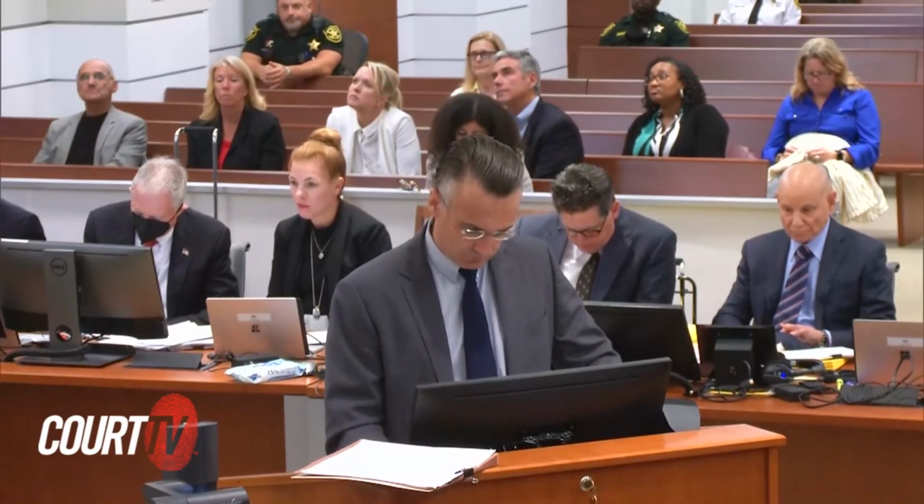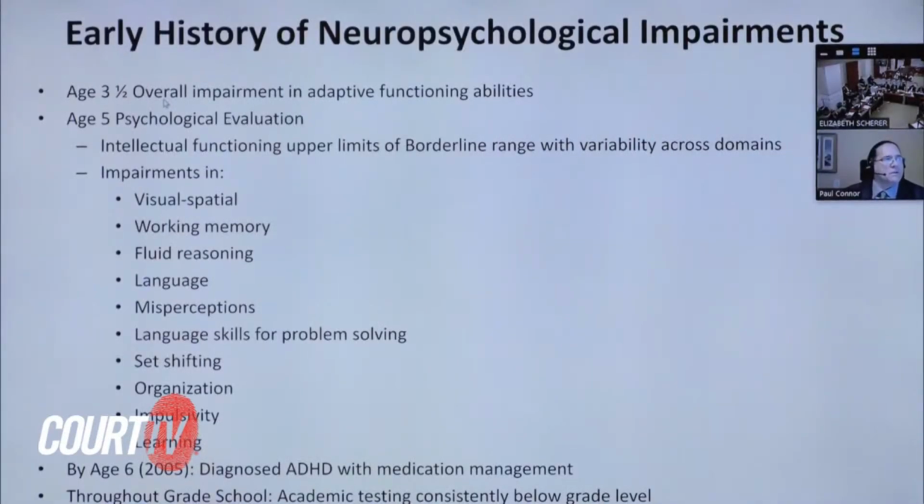Well, like we said, the adaptive functioning impairments when he was 3.5 years old, psychological evaluation that was done when he was 5, IQ testing was borderline range with the variability, and he was noted to have impairments or difficulties in all of these areas: visual spatial, working memory, managing multiple things at the same time, fluid reasoning, that's abstract, that's executive functioning, language, comprehension and expression, tending to have misperceptions, again, the problem solving language skills, set shifting between things, we saw that on current testing, organizational abilities, moving into the executive function and being able to understand that, as well as impulsivity and troubles with learning.